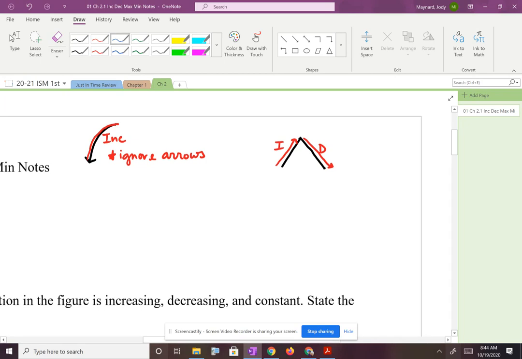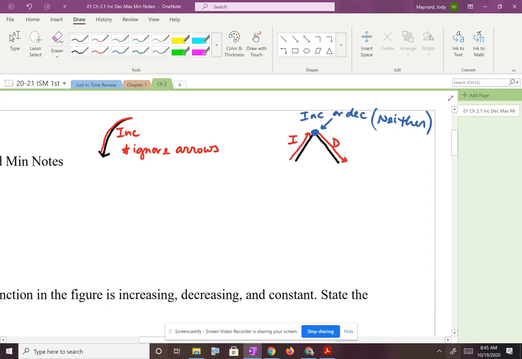At this point right here, is it increasing or decreasing? It's not really doing either, right? It's the change point. It's where we're changing from increasing to decreasing. Does that make sense? So will we include that as increasing? No. Will we include that as decreasing? Also no. So with these, this is neither, right? It's a change point.